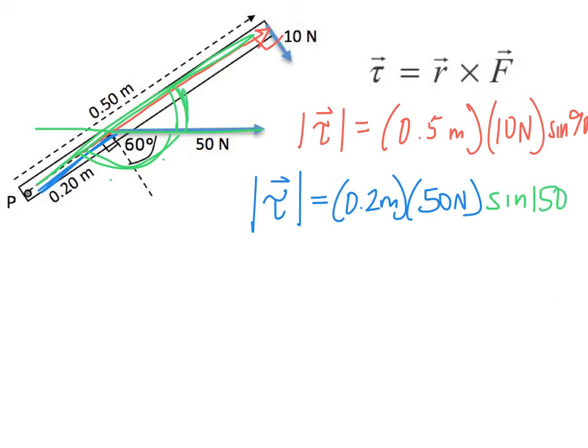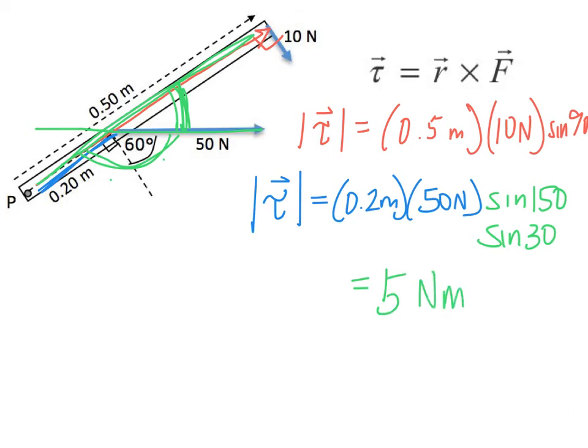If instead we grab this angle up here, that would be 90 minus 60, or 30 degrees. And you can check that on your calculator. It does come out to be the same value of, I think it's 0.5 here. Either way, both of these calculations, as it turns out, come out to be 5 Newton meters. So tau for both of these is the same.